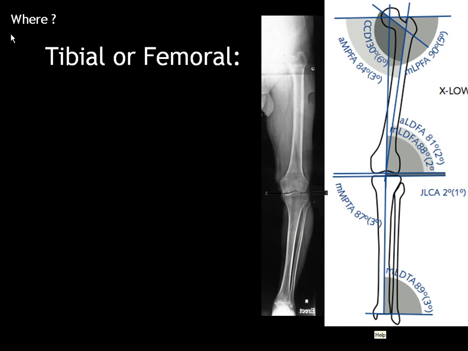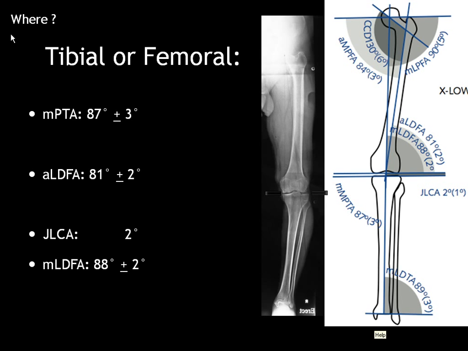Okay? Next is, where is the actual deformity? Is it tibial or femoral? And that really depends. We have certain angles which we know are the normal values. And if they deviate from that, then we know there's a deformity. The medial proximal tibial angle is around 87 degrees plus or minus 3. We have the anatomical lateral distal femoral angle, which is here with the anatomical axis, and that's about 81. The joint line convergence is actually a range of 0 to 2. And the mechanical lateral distal femoral angle, so we get the mechanical axis with the joint line, and that's roughly 88 to 90 degrees.